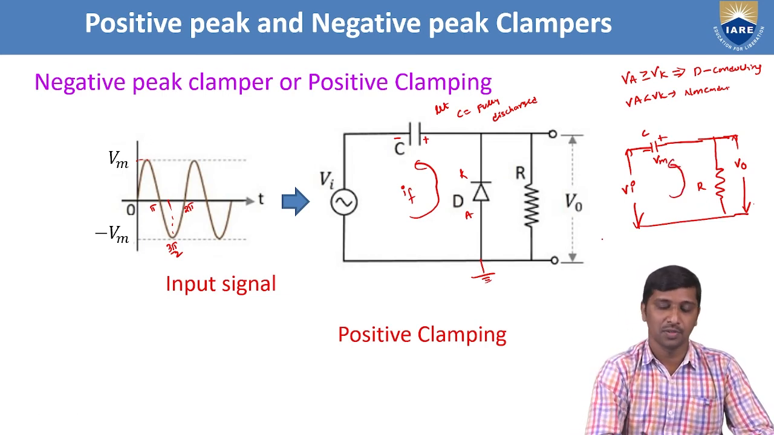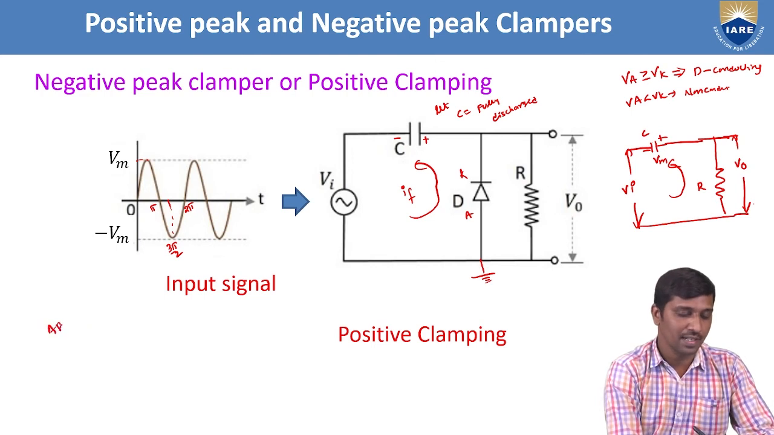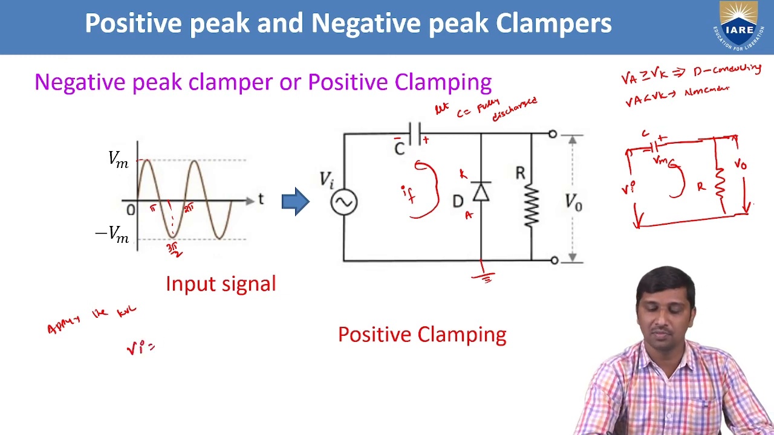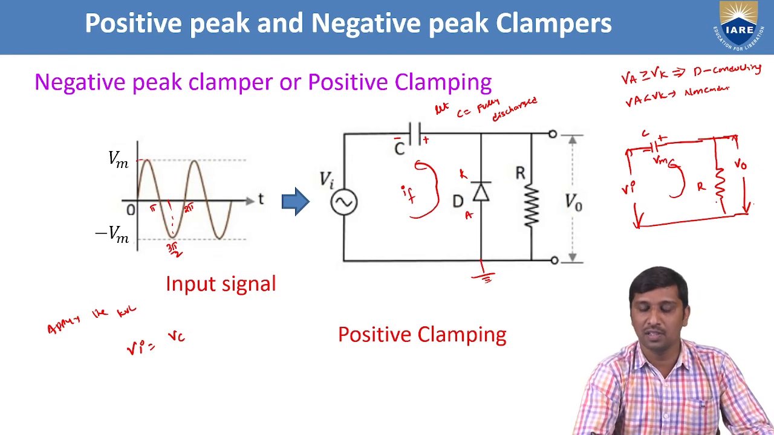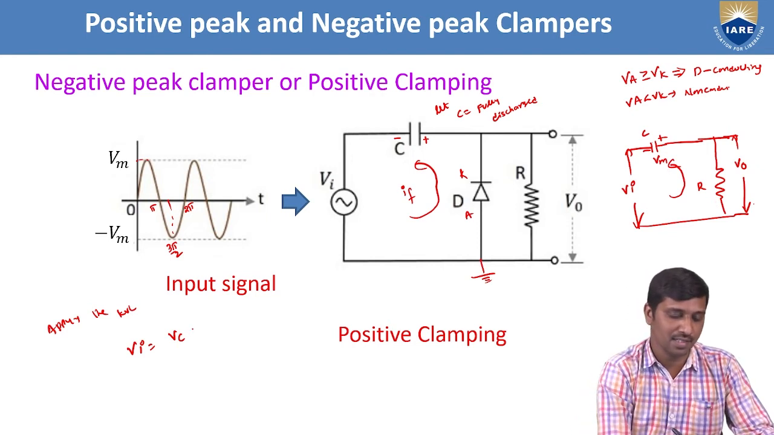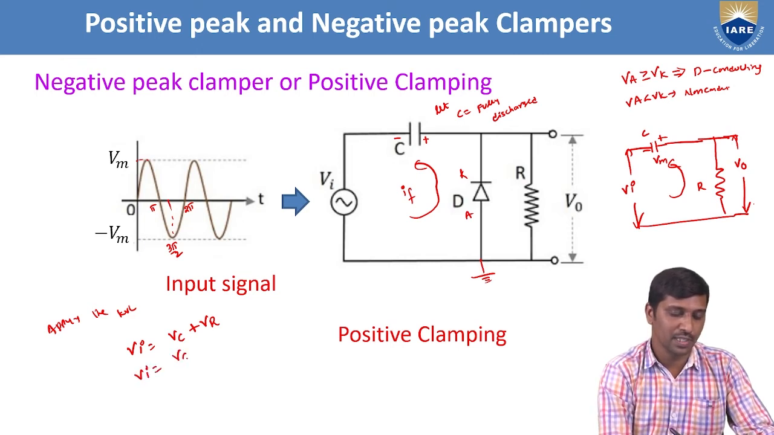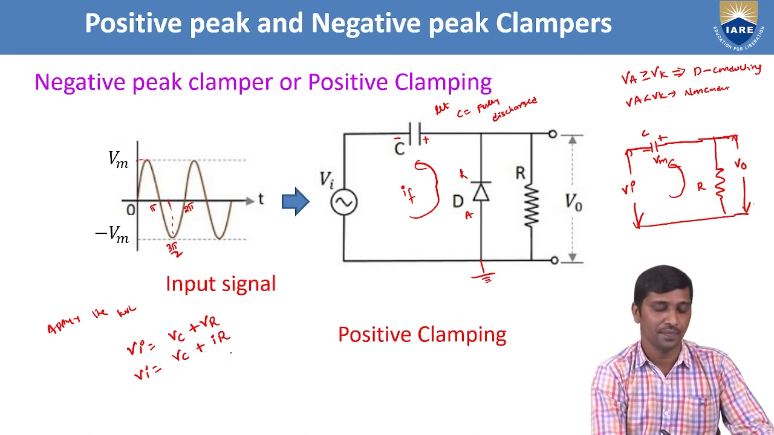Now from this circuit, what we need to write, just apply KVL here. Vi is equal to the voltage across the capacitor along with the voltage across this resistance, hence Vc plus VR. Now if you want to write in terms of current, Vi is equal to the voltage across the capacitor plus I into R.